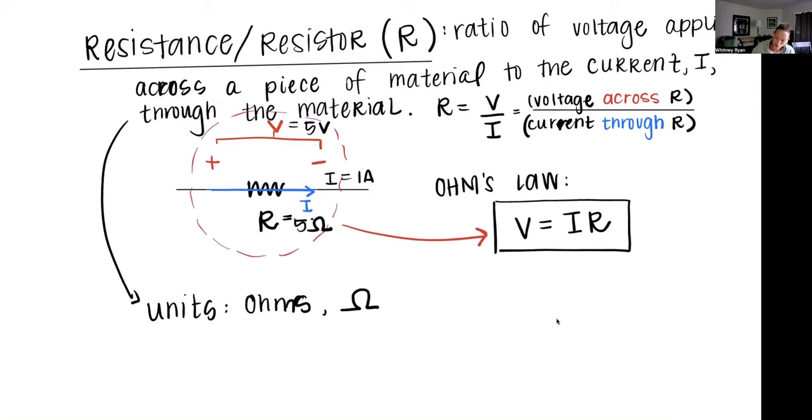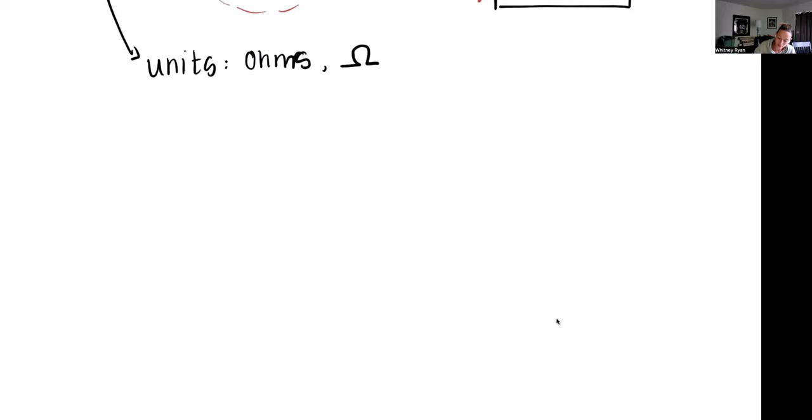Okay, so brought together, without getting too crazy, a really simple circuit could look like this. I have a power supply, so I have a potential difference. I have some wires, and then I have one resistor.